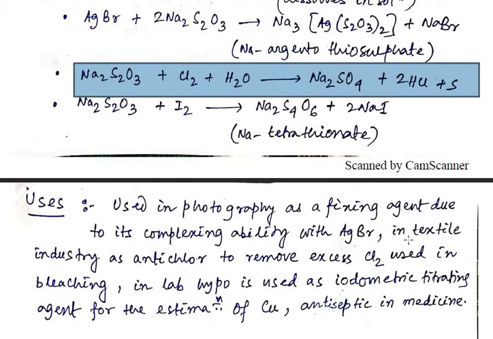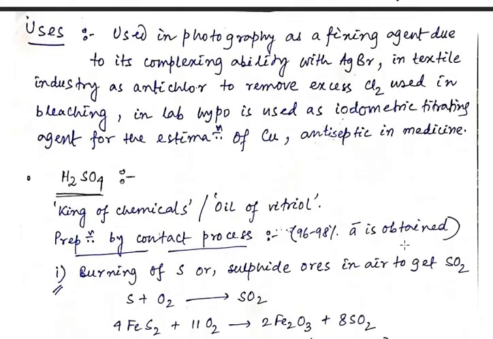So that is the main reason why we are using Na2S2O3 in the textile industry as an anti-chlor agent, because it can remove the excess amount of chlorine which is used for the bleaching purpose. Okay, so these are the uses of the hypo or Na2S2O3.